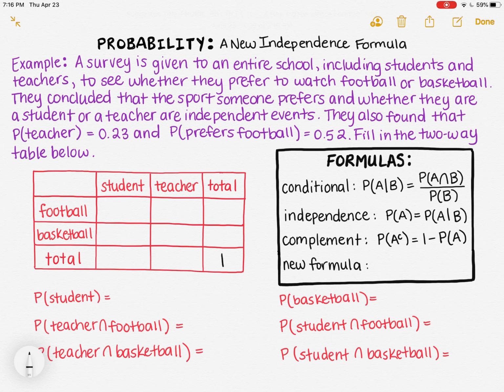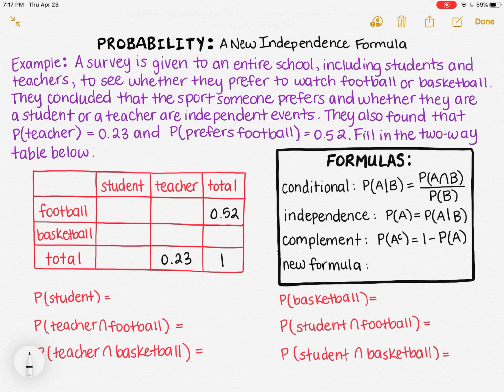Now let's place the information we've been given into the table. The probability of choosing a teacher is 0.23. So I'm going to go to the teacher column and down to the total and place a 0.23 in that box. We also know that the probability of choosing someone who prefers football is 0.52. So I'm going to go to the row that says football and over to the total and put a 0.52.